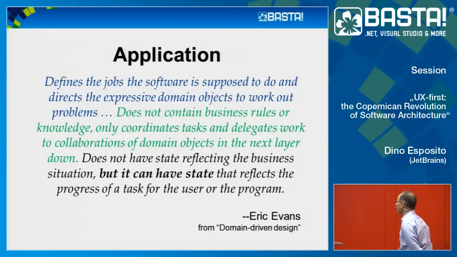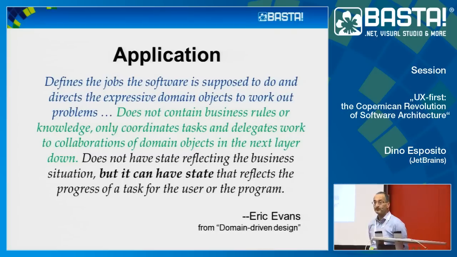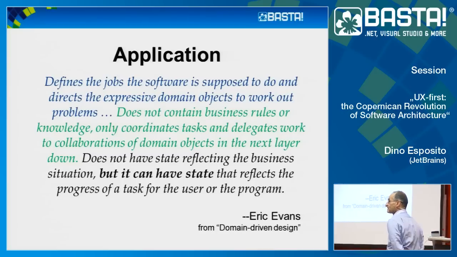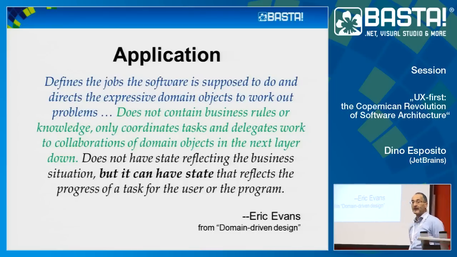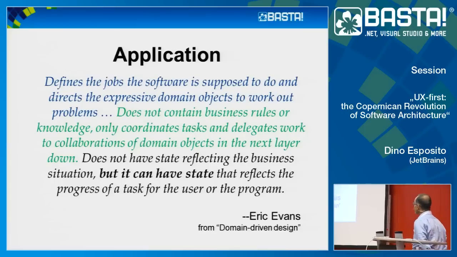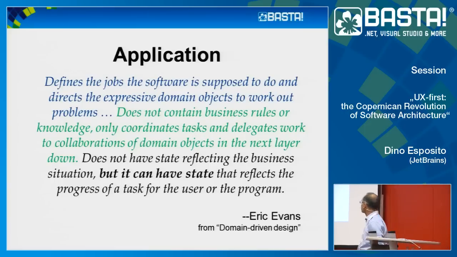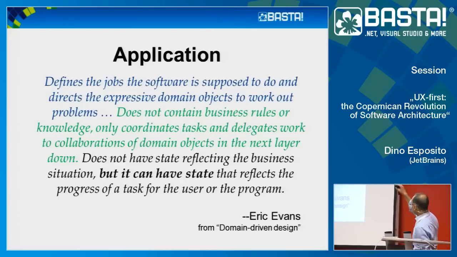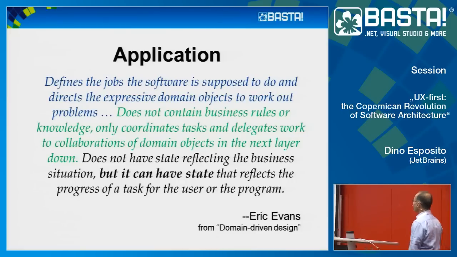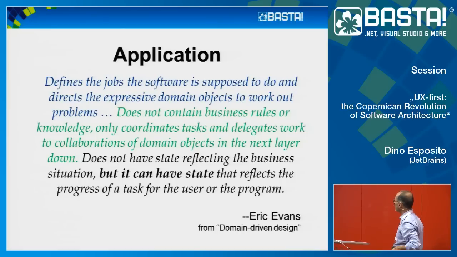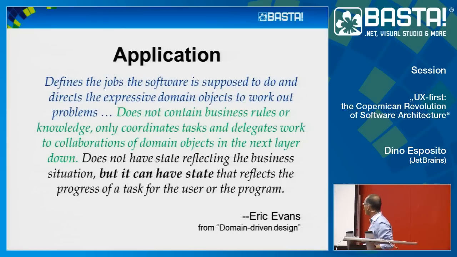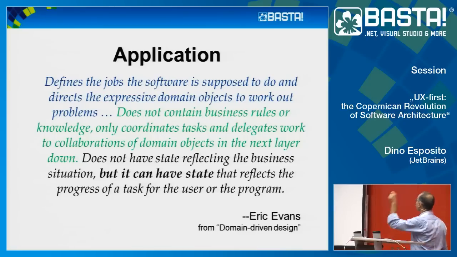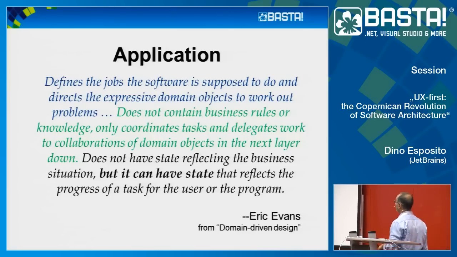Now, what is the application layer? You can take this from the Eric Evans Domain-Driven Design book. This is probably the best definition I can find for the application layer. It defines the jobs the software is supposed to do and directs the expressive domain objects in the domain layer to work out problems. It does not contain business rules or knowledge. It only coordinates tasks and delegates work to collaboration of domain objects in the next layer down.